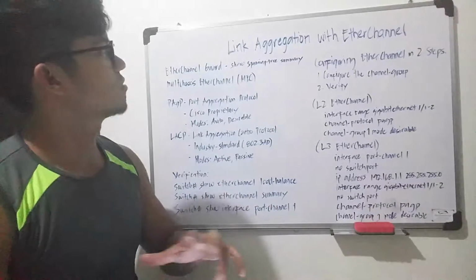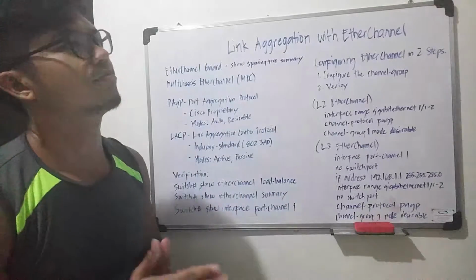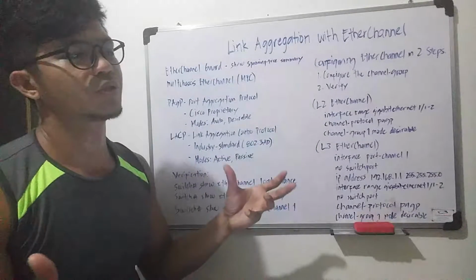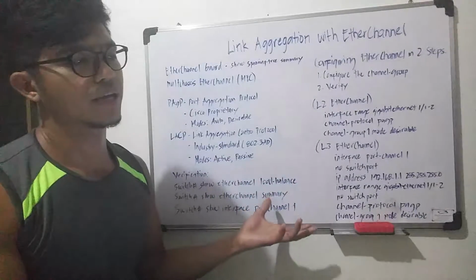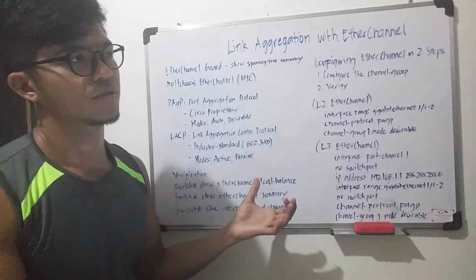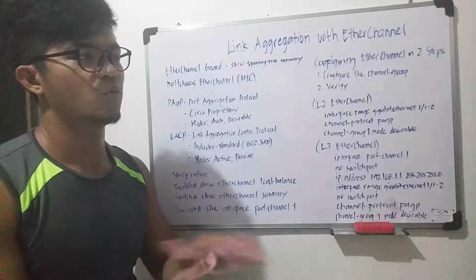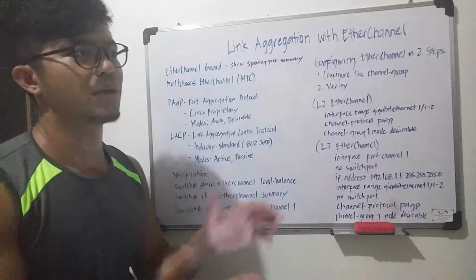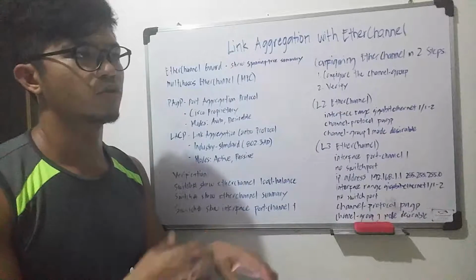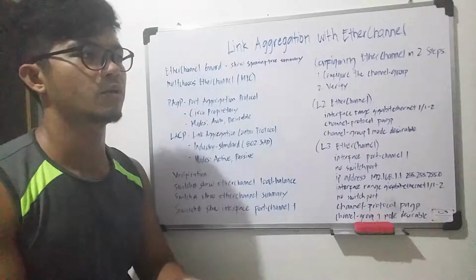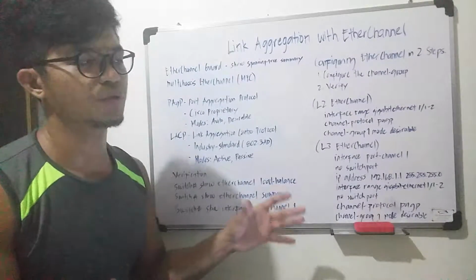Today I want to talk about link aggregation with EtherChannel. If you have two switches connected with one link, there's no problem with that. But if you want to have bigger bandwidth, you can use more links. So, for example, you have 4 ports between two switches.